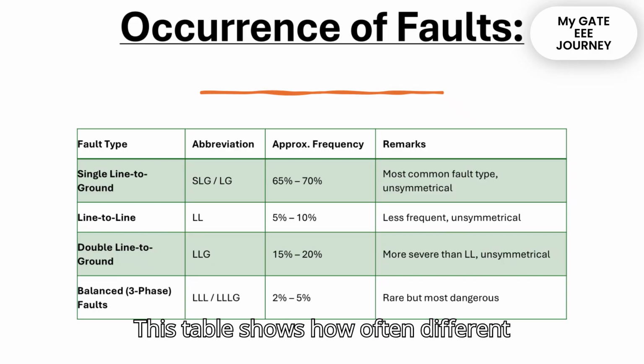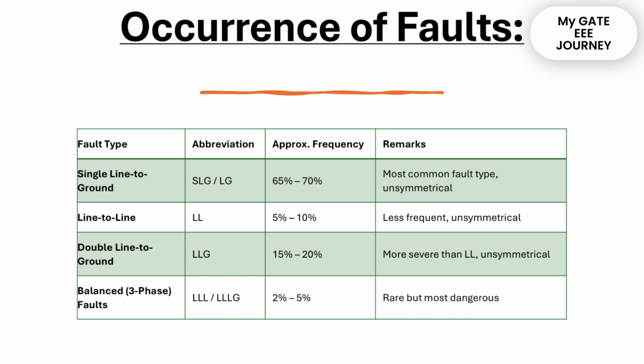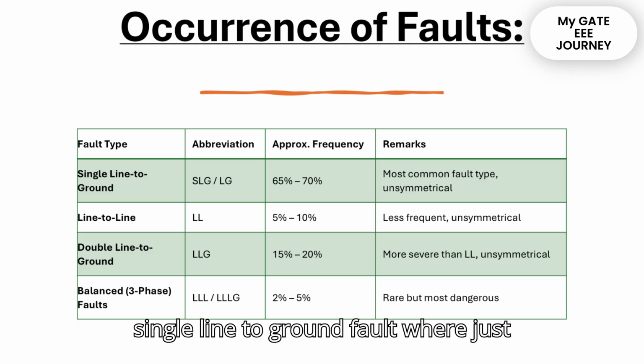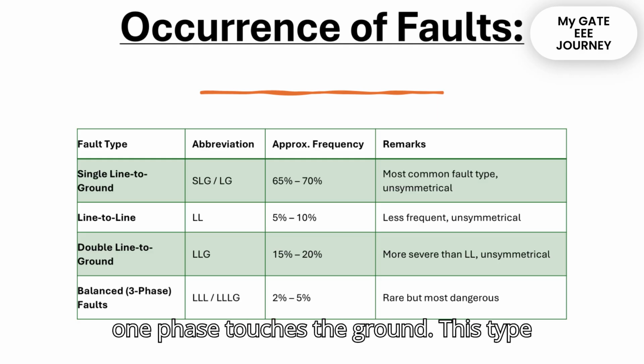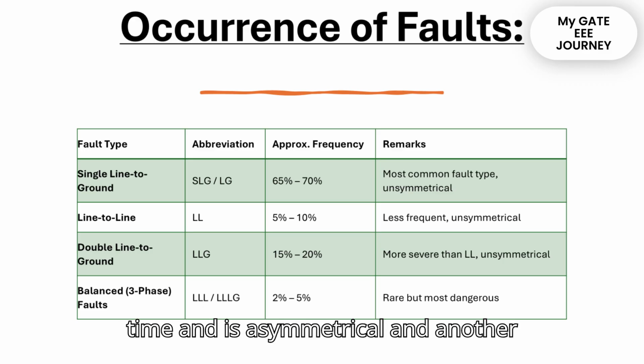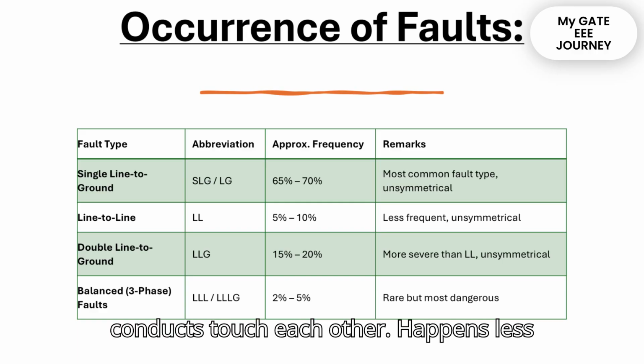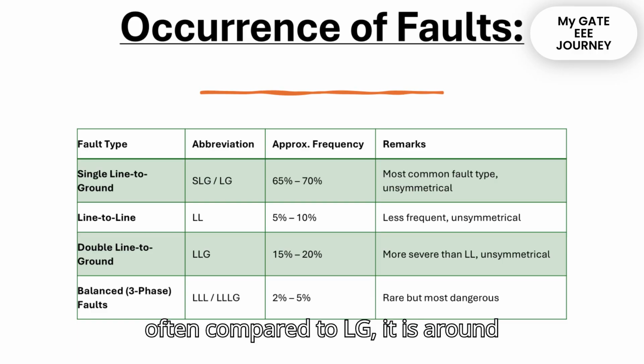This table shows how often different types of faults happen in power systems. The most common fault is the single line to ground fault, where just one phase touches the ground. This type occurs about 65 to 70% of the time and is asymmetrical. Another one is line to line faults, where two conductors touch each other, which happens less often compared to SLG. It is around 5 to 10%.